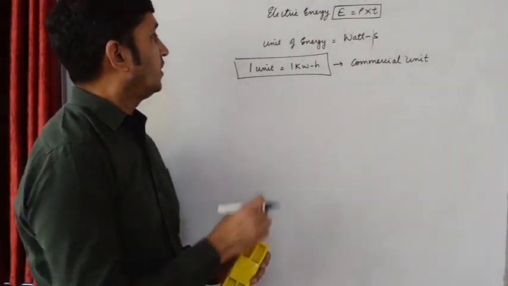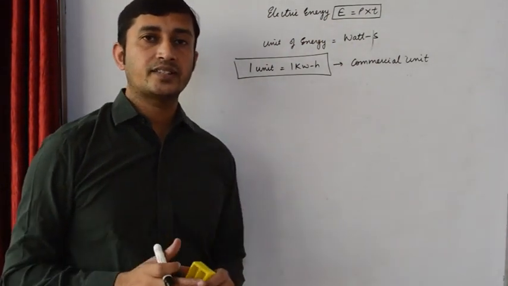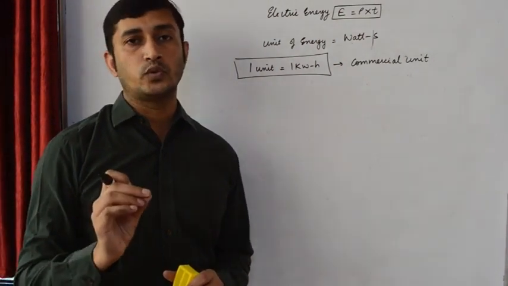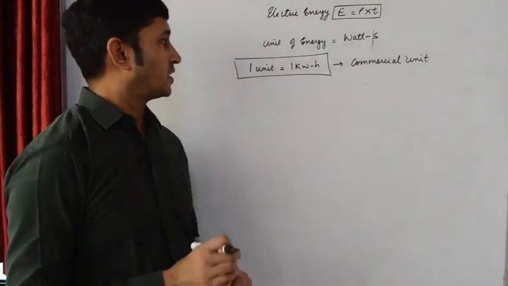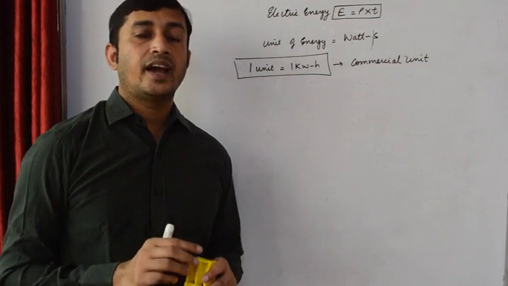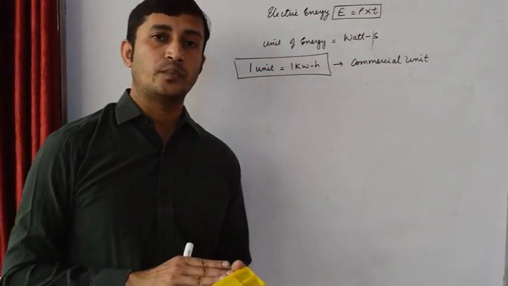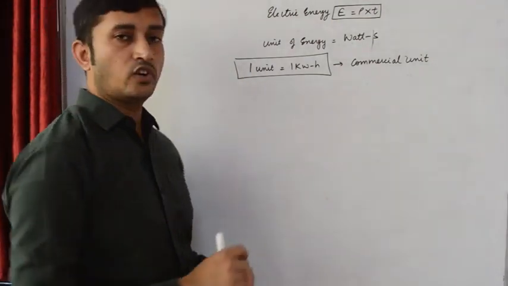Sometimes it is asked to define 1 kilowatt hour. So we can define 1 kilowatt hour is the energy consumed by any device at the rate of 1000 joule per second in 1 hour. So that is known as 1 kilowatt hour.